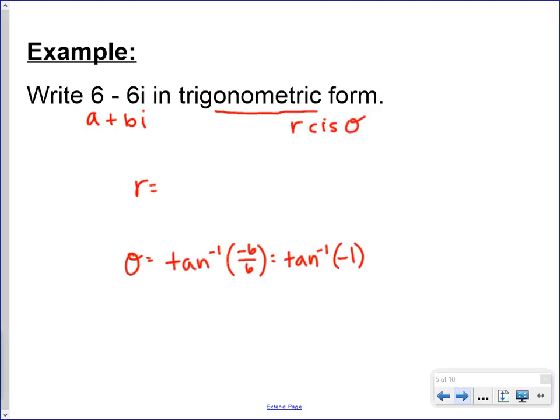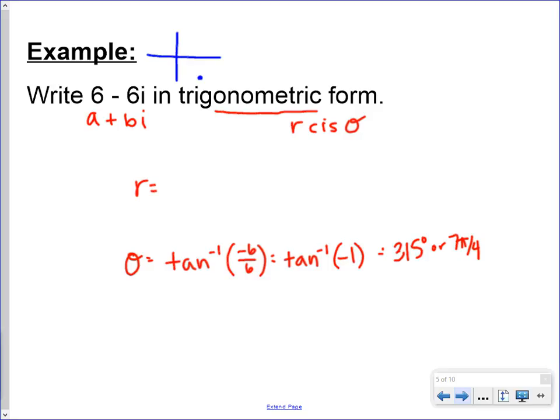You could also do this one without a calculator because that's a tangent on the unit circle. So think about what angles have tangents of negative 1. They're in quadrant 2 and quadrant 4. Which one do we want for 6 minus 6i? Quadrant 4. 6 to the right, 6 down would land me in quadrant 4. So I would want to say that the inverse tangent in quadrant 4 is the angle 315 degrees, or you could say 7 pi over 4. You can use radians or degrees. Either one is acceptable.